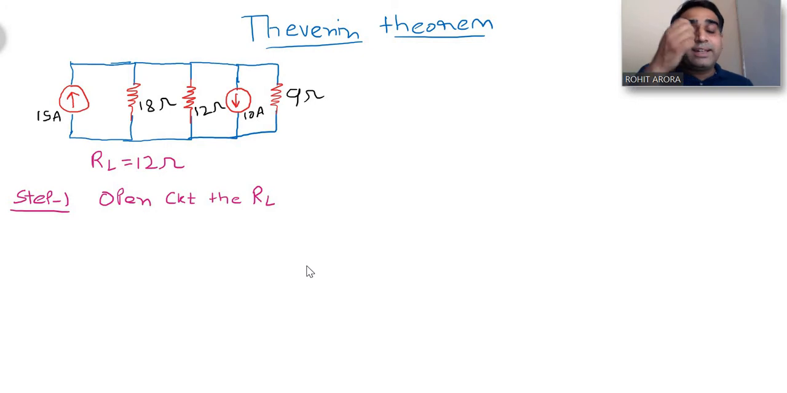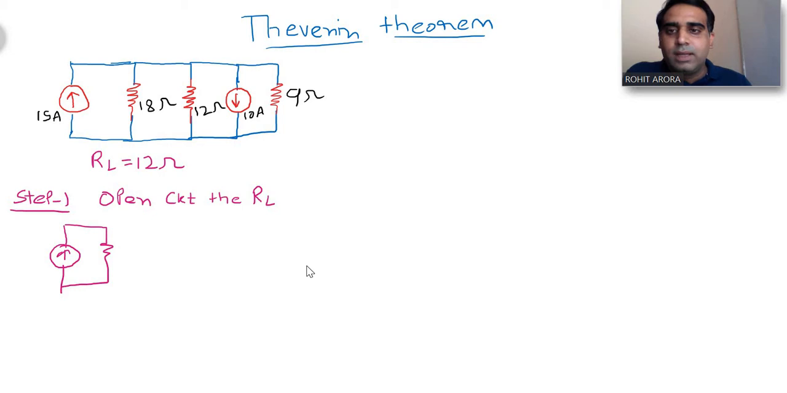इट मीन्स दैट जो हमारे पास लोड रेजिस्टेंस वाली ब्रांच है उस ब्रांच को आप ओपन कर दीजिए. Now again we draw the circuit. This circuit is like that. Now this branch is open. Then after that, this is an independent current source.